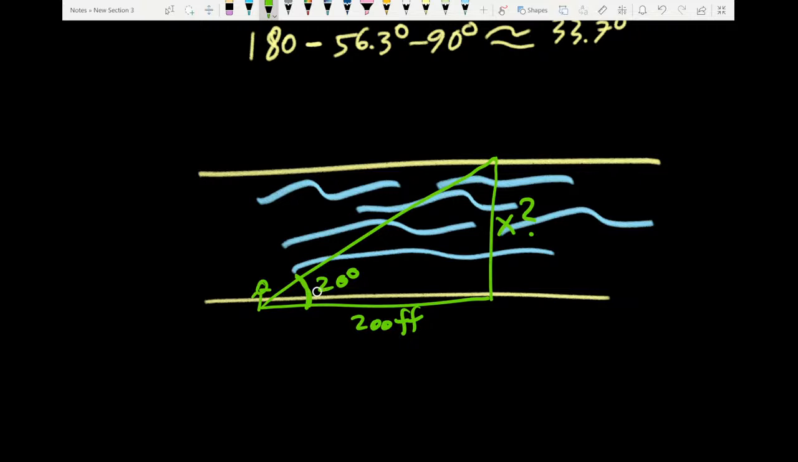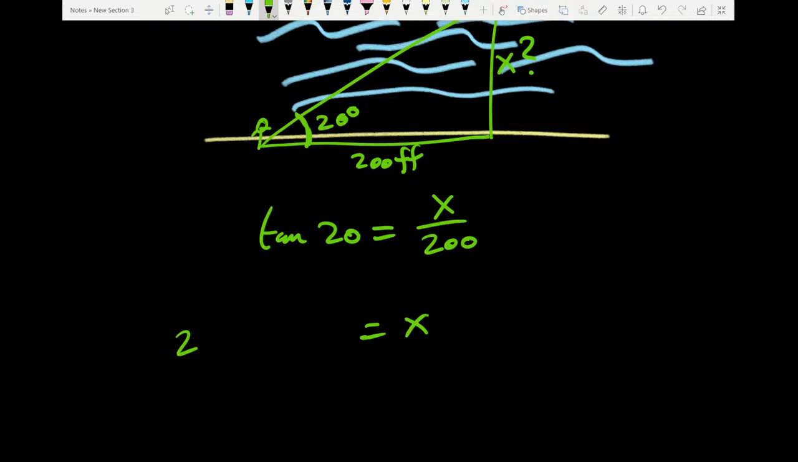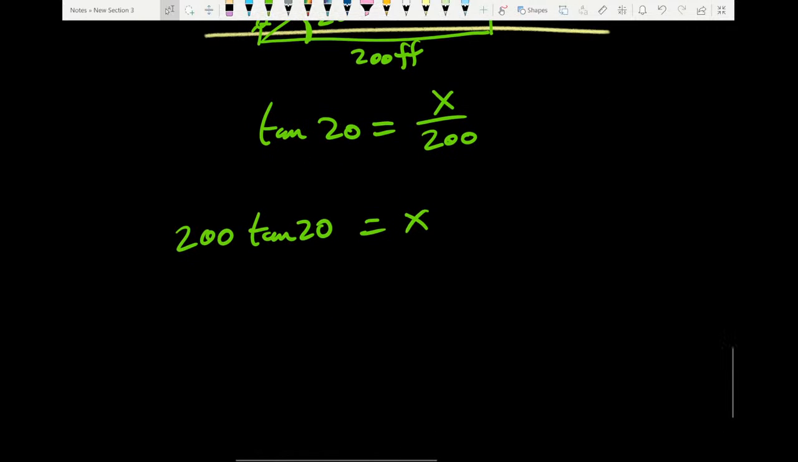It's easy. So according to this angle, this is opposite over adjacent. So tangent of 20 equals x over 200. So x equals 200 times tangent of 20 degrees, and roughly that would equal 72.79 feet. All right, let's try another one.